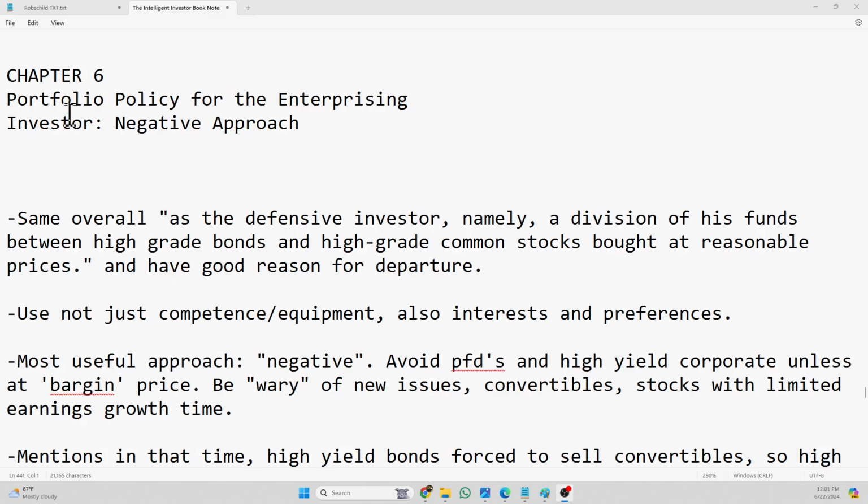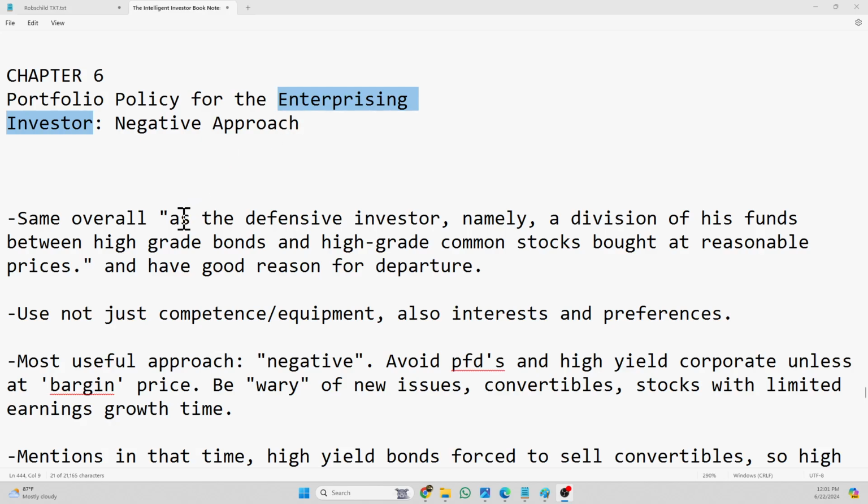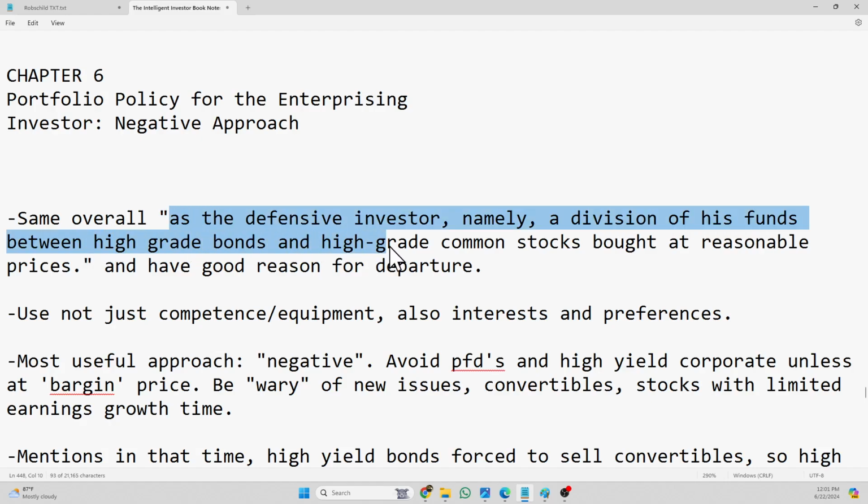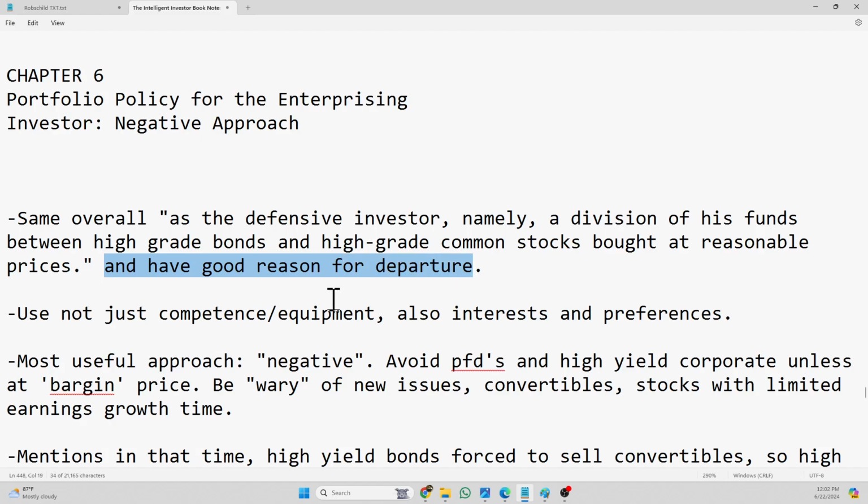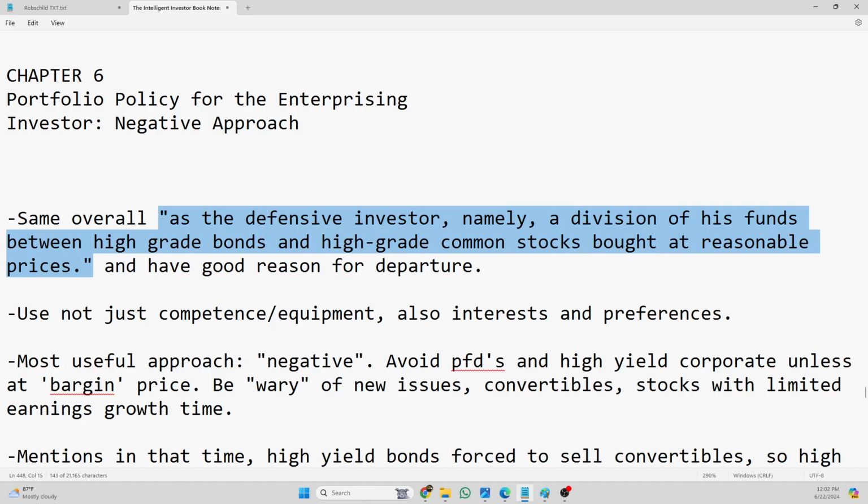And so we begin. So we start with talking about the enterprising investor, he's trying to have there be the defensive investor versus the enterprising investor. What's different, what's the same? And we start by stating simply that the enterprising investor should actually be the same as the defensive investor in some ways. Namely, this is a quote, a division of his funds between high-grade bonds and high-grade common stocks bought at reasonable prices, and have good reason for departure from this as their baseline.